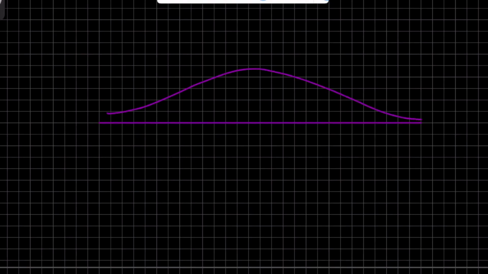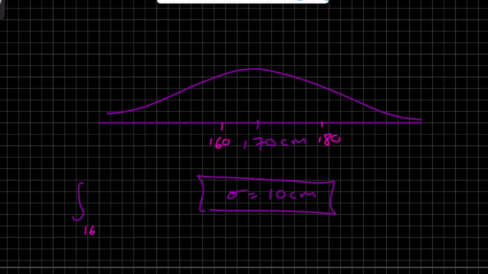Here is our bell curve. Here is our mean, our expected value, which we said was 170 centimeters. If we determine our standard deviation to be 10 centimeters, which should be given to you in the question, we can apply this knowledge to determine the probability that a number falls within a range. So the probability that a person is between 160 and 180 centimeters, we could determine by taking the area under the graph of this curve.